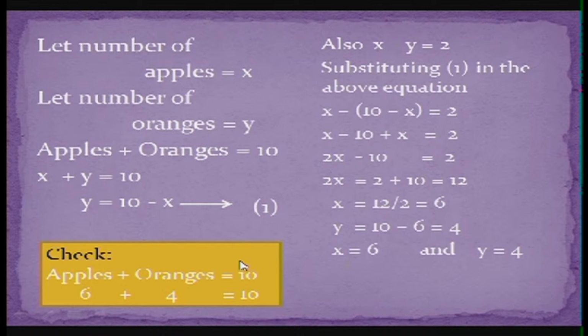Now, how do we check our answer? We know that number of apples plus number of oranges is equal to 10. I got my x value as 6, that is 6 apples, and y value as 4, that is 4 oranges. 6 plus 4 gives me 10. So, my calculation is correct.